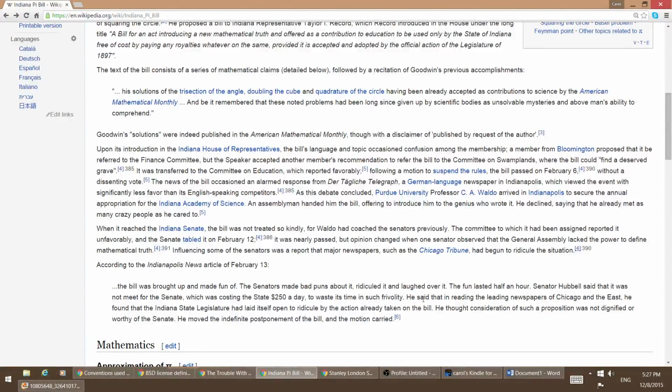such frivolity. He said that in reading the leading newspapers of Chicago and the East, he found the Indiana state legislature had laid itself open to ridicule by the action already taken on the bill. He thought consideration of such a proposition was not dignified nor worthy of the Senate. He moved the indefinite postponement of the bill, and the motion carried. So it's still there.